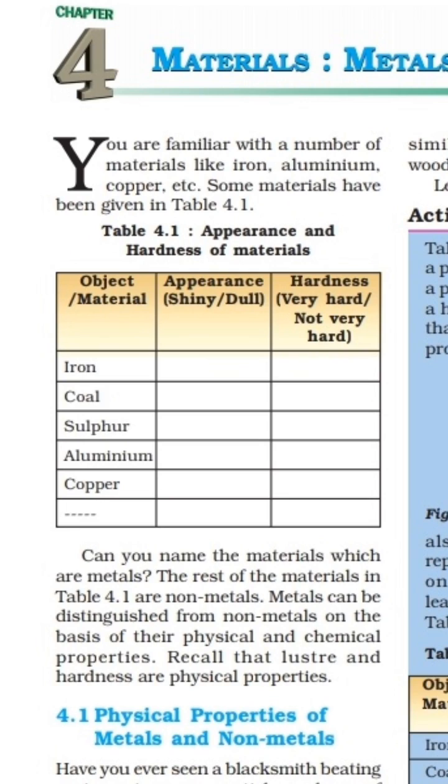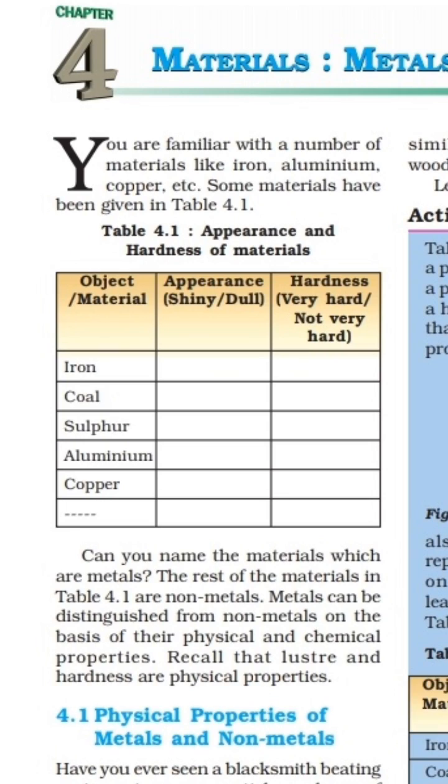You are familiar with a number of materials like iron, aluminium, copper, etc. Some materials have been given in table 4.1. Students, in our daily life we are using many more materials. Some have a shiny appearance, some have a dull appearance, some are very hard, some are very soft. They can break easily. On the basis of these properties, we separate the materials into metals and non-metals. Now see the chapter carefully.